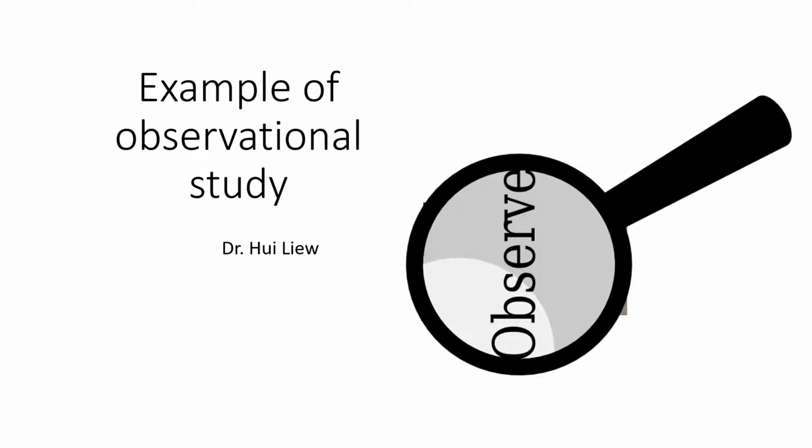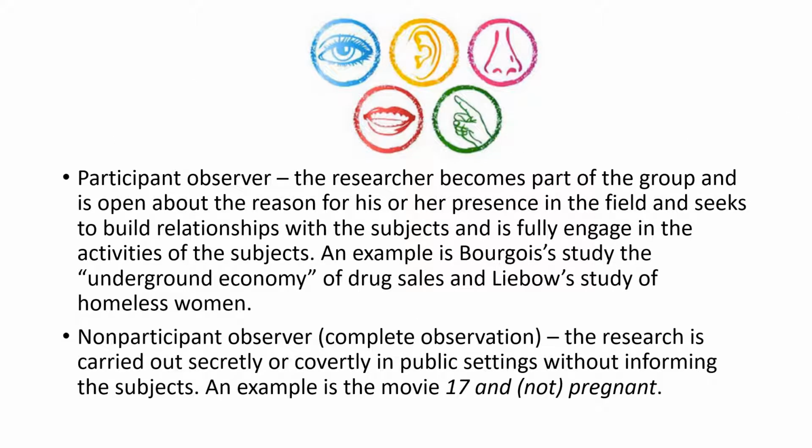So, we talked about the different examples of ethnographic study on Wednesday, and now I'm going to show you one example of observational study. As we know, observational studies and ethnographic studies both fall under the category of qualitative study. Are we clear? And there are two kinds of observational study. One is participant observer. You can read the definitions on your own. And the other one is non-participant observer.